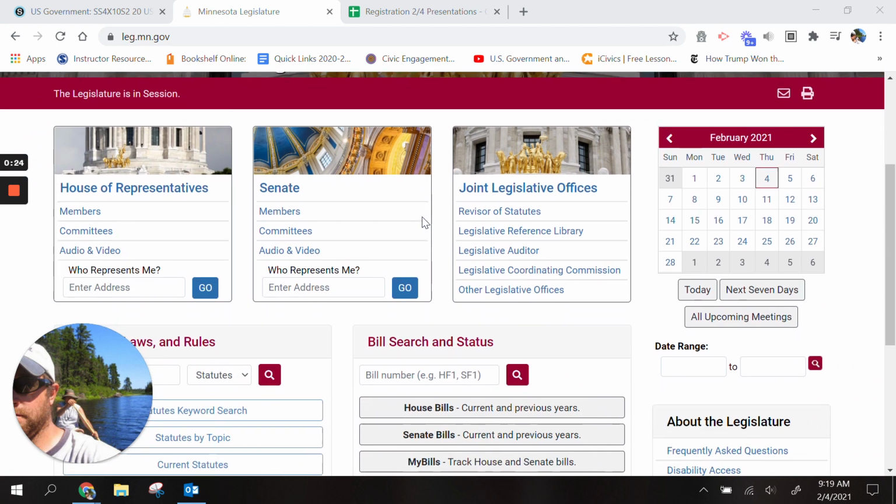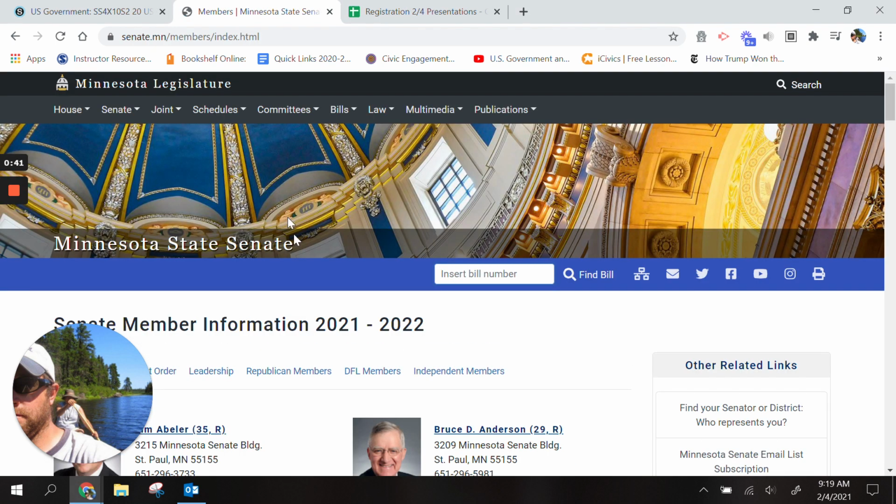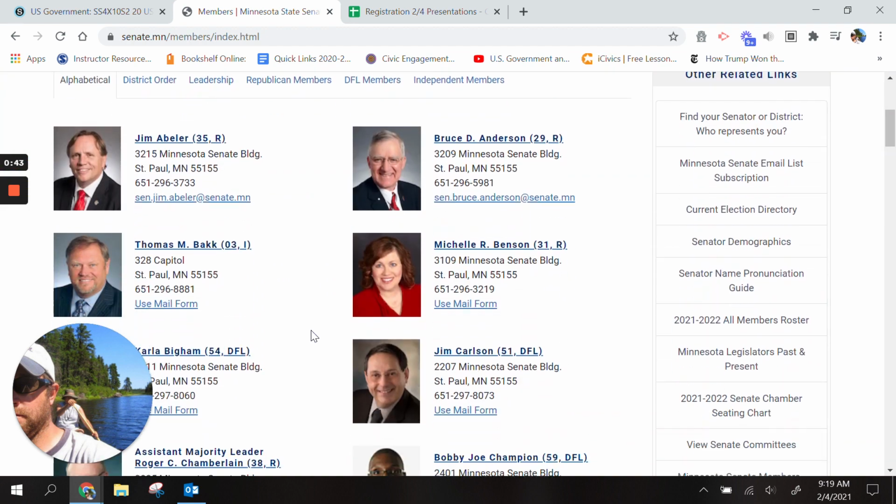Now, if you are selecting a senator for Mr. Doctor's class, you're going to go over here to this little section that says Senate. If you happen to be selecting a member of the Minnesota House of Representatives, you're going to be over here. Okay? So the first thing you want to do is go down to members, and that will list the 67 senators in the state of Minnesota.